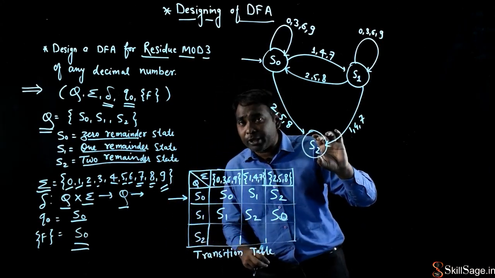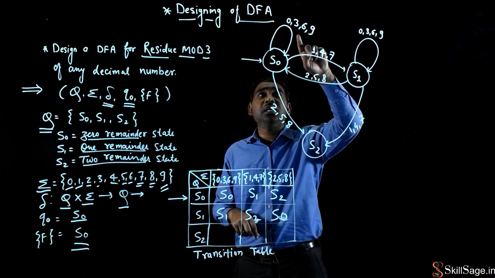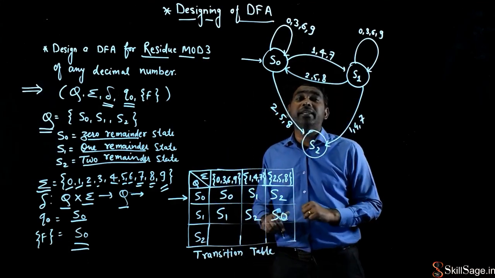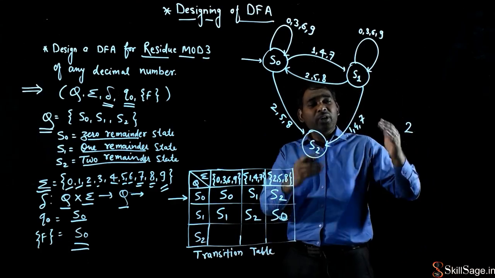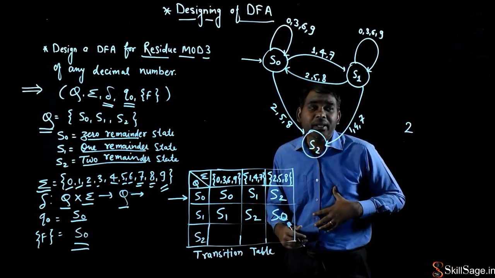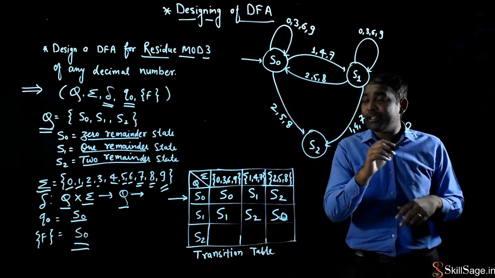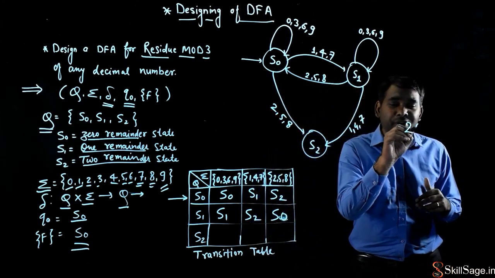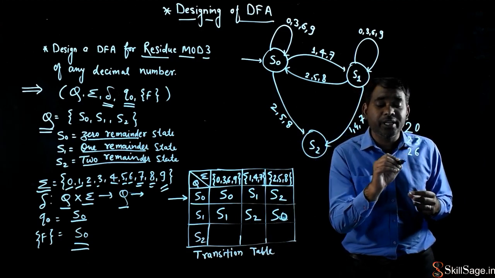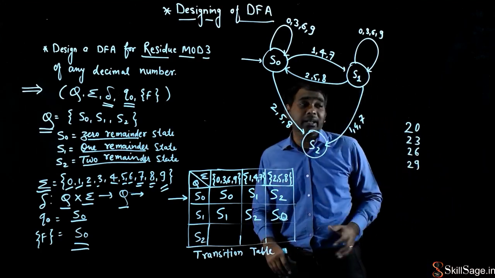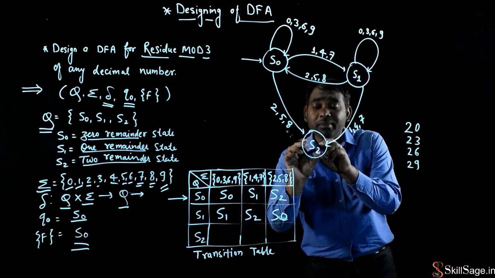Suppose this is my current state now, and for this current state, I want to find out the transition on 0, 3, 6 and 9. What is my current state? Current state is S2. And what is S2? S2 is a 2 remainder state. So 2 is already there, right? 2 is the remainder that I have already got from the previous step. Now this 2 becomes my current state, and what is my input symbol? My input symbol is either 0, 3, 6 or 9. If it is 0, number is what? 20. If it is 3, number is 23. If it is 6, the number is 26. If it is 9, the number is 29. So these are the various possibilities if I read either 0, 3, 6 or 9 from this state S2.